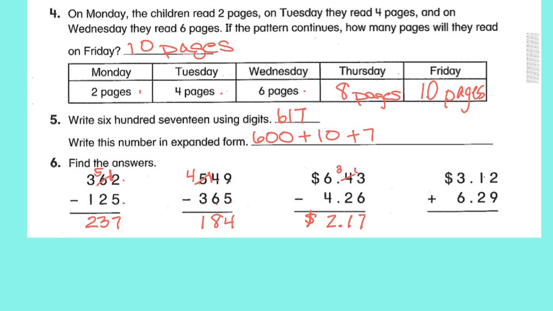All right, moving over to the last one here, $3.12 plus, watch your symbols, $6.29. So 9 plus 2 is 11. So 2 plus 2 is 4. And 3 plus 6, oh, let's not forget our decimal, 3 plus 6 is 9. And then our dollar sign.